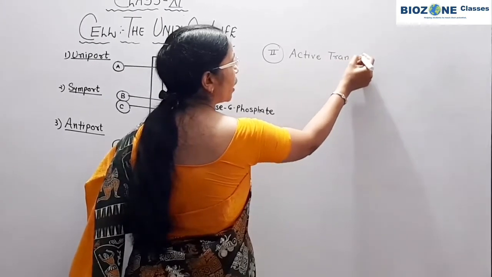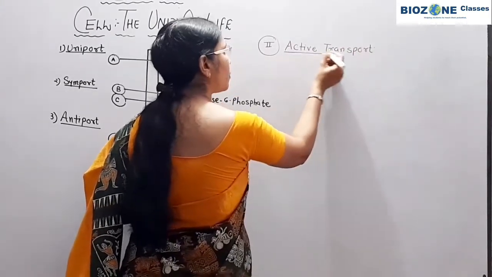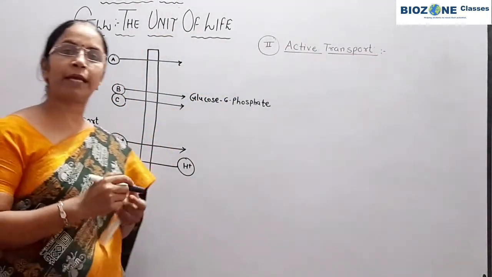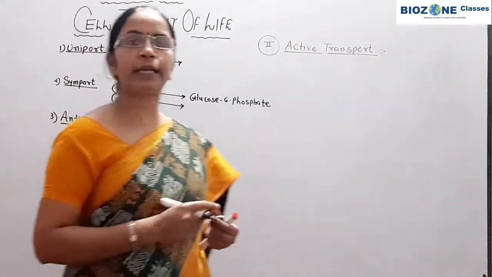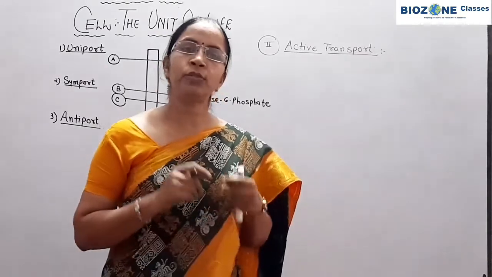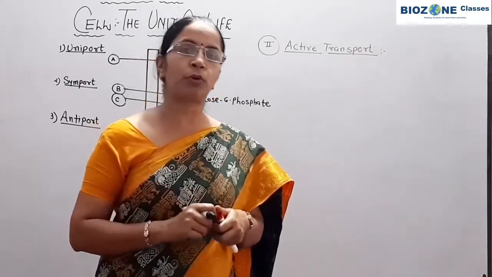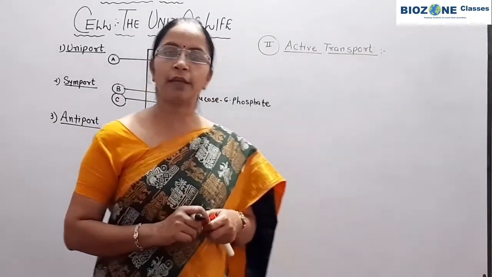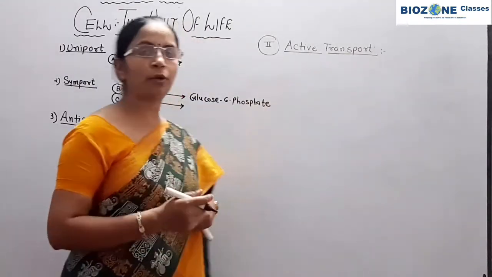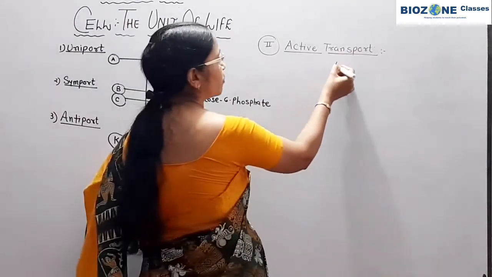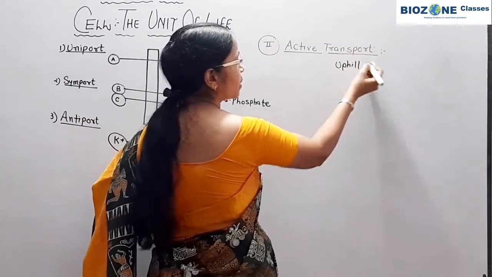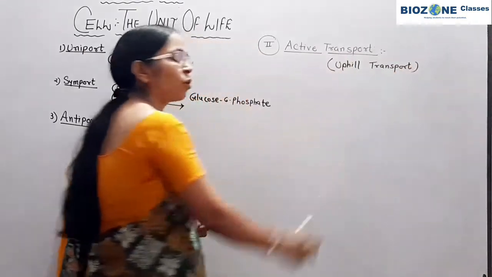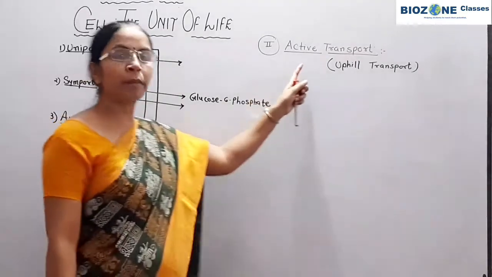So when we study about active transport, it is now nearly clear that active transport means the transport which takes place against the concentration gradient. During the transport of molecules and ions, ATP is essentially required. For active transport we use one term: uphill transport of ions or molecules takes place. So this part you remember.